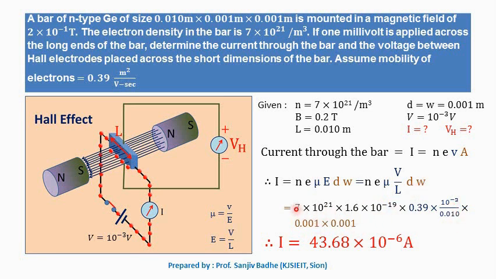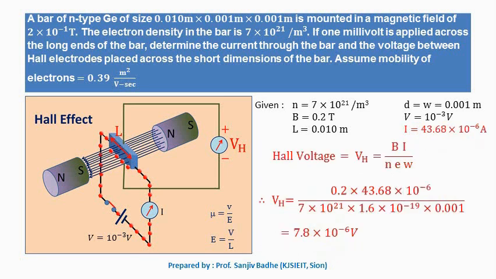So by using this calculation, the current flowing through the bar can be calculated. So this meter will show us the current equal to 43.68 into 10 raised to minus 6 amperes. That is 43.68 microamperes. So the first part of the problem is over. We calculated the current I to be 43.68 microamperes.